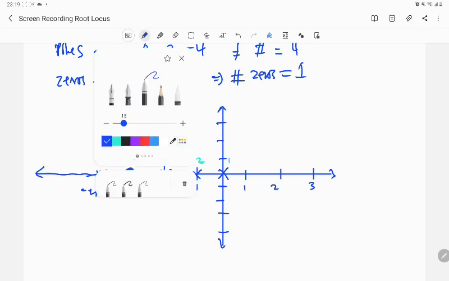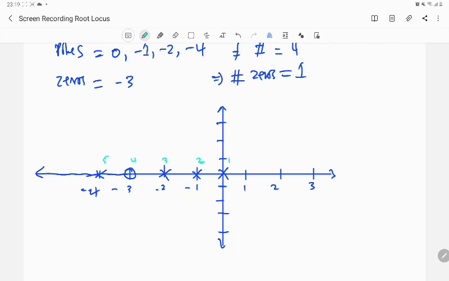Okay, so first, 1 is the first odd number, so it's going to lie here. 3 is the next odd number, so it's going to lie here. 5 is the next odd number, so it's going to lie here. Okay, then the next thing is, where is it starting from?